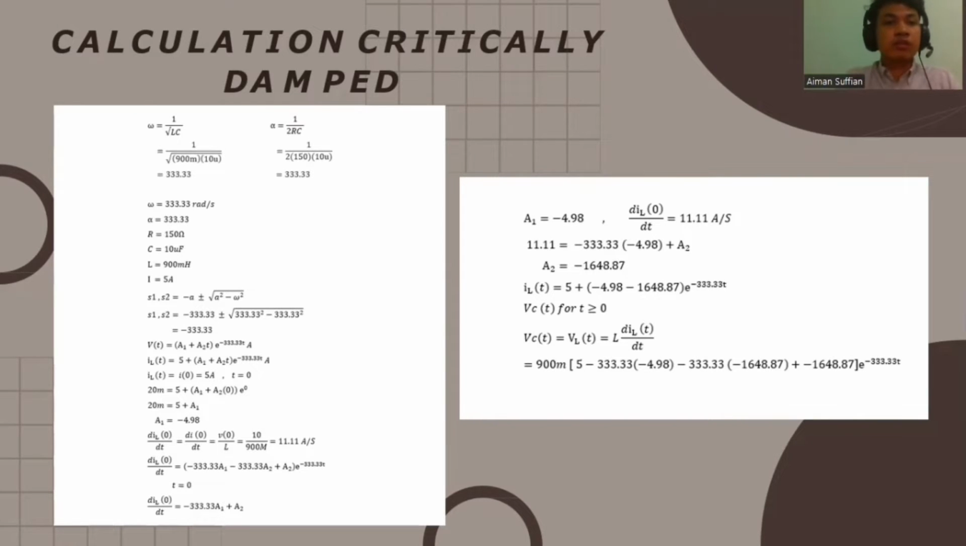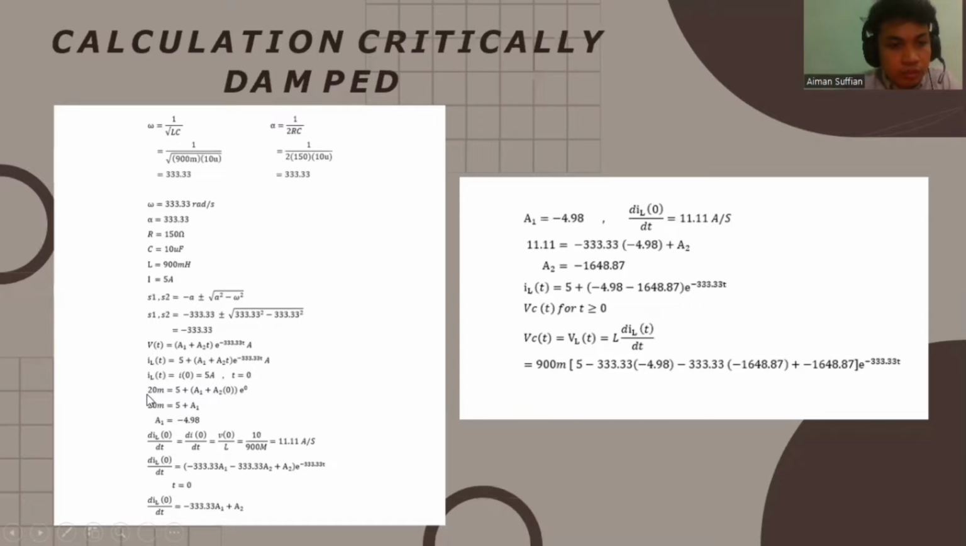So for the critically damped circuit, the first thing we need to find is the resonant frequency, which is 333.33 rad per second, and the damping factor, 333.33. So when the damping factor and the resonant frequency are equal to each other, then the circuit will be critically damped. As usual, we need to find the S1 and S2 values, and we got negative 333.33, and then we just substitute it into this formula.